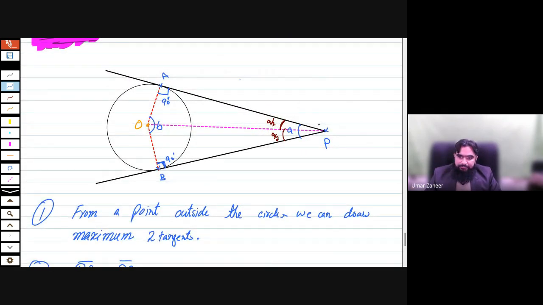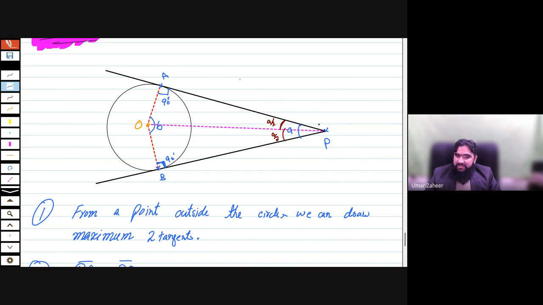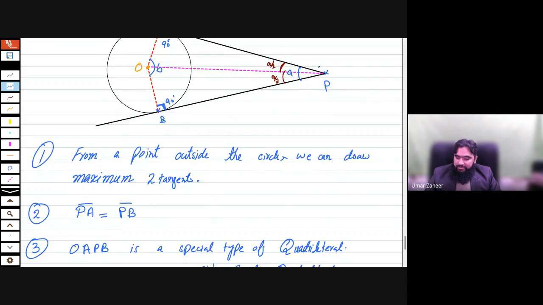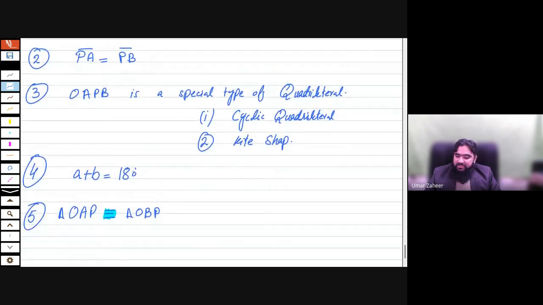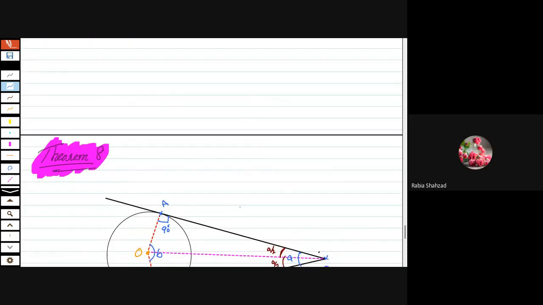Yes, Fatima. If we have time, can you explain to me question 18 from the previous worksheet that you sent in the group chat? Okay. Do you have any questions on circle theorems, everyone? No, sir. Clear.